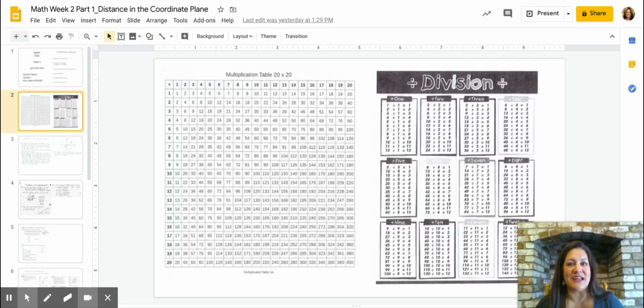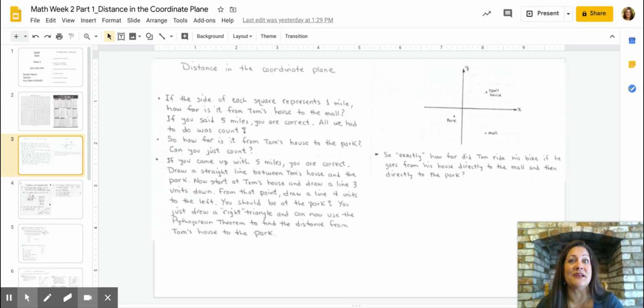You will also find multiplication table and division table. You can also use your calculator. You'll see there's some decimal answers in this lesson. And that brings us to our introduction.